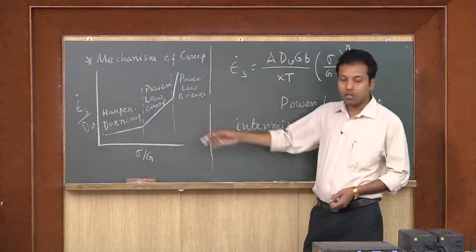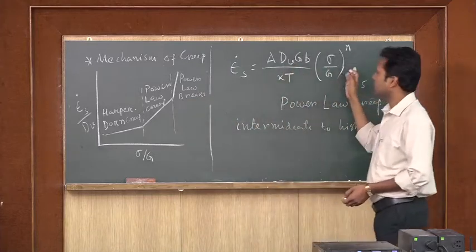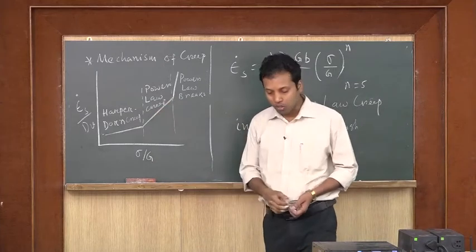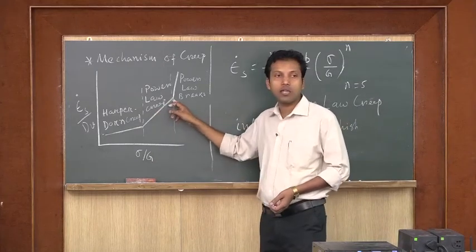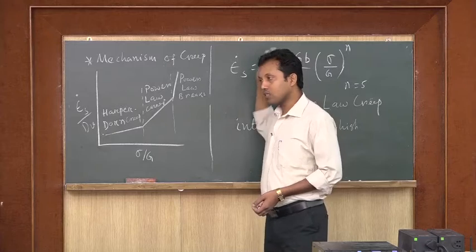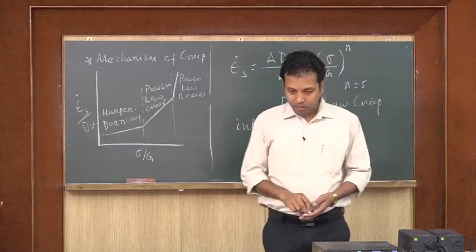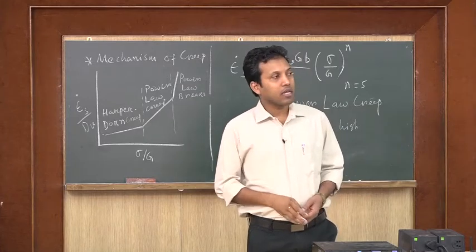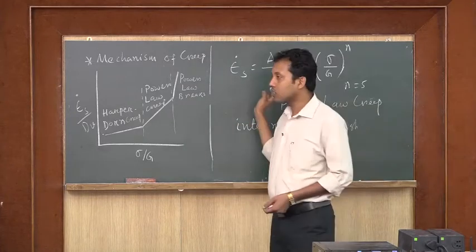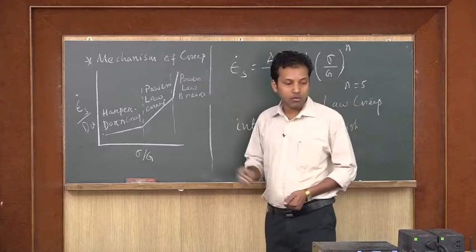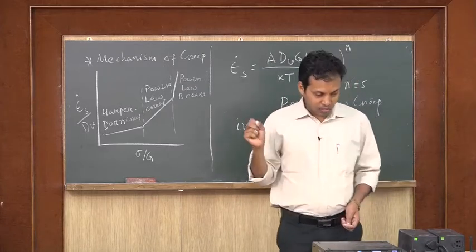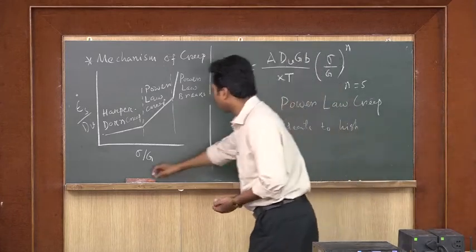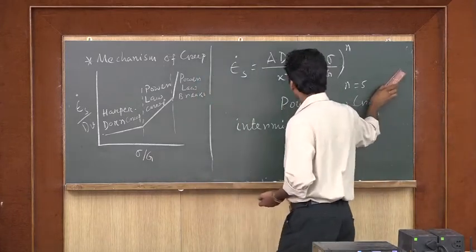When it follows the power law, that equation we have written here, it is named power law creep. Now if the applied stress is even more than that, then this n value exceeds, or we can say the creep rate becomes very high. In that case the power law relationship also breaks down, and we have some new relationship. That relationship is there, but we are not going into much depth of that.